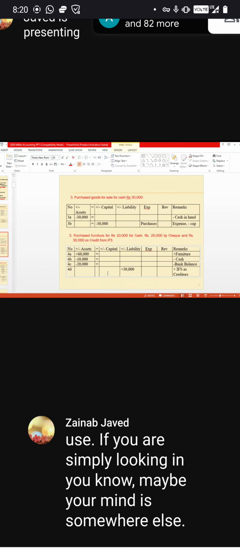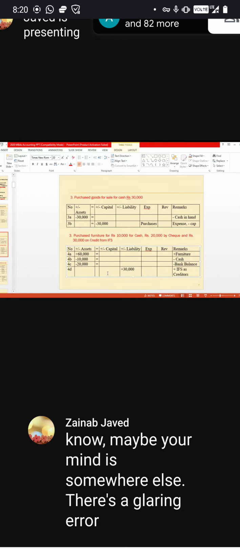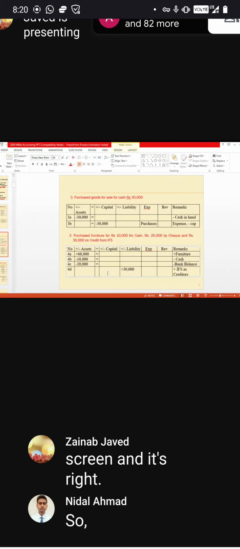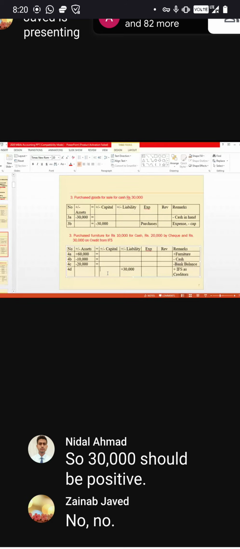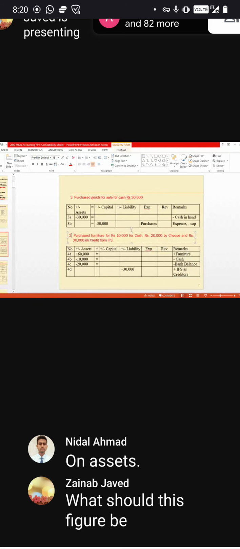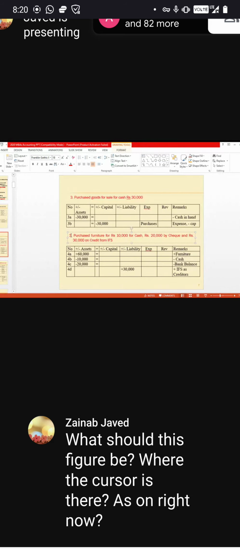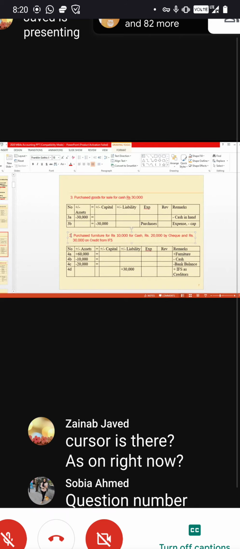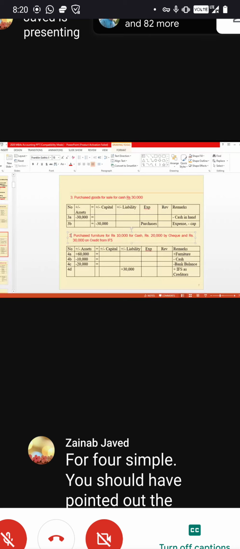There is a glaring error on the sheet, on the screen, Sir, and it's 30,000 should be positive on assets. Very simple. What should this figure be where the cursor is right now? Question number 4, example 4. So simple. You should have pointed out the next figure should be 4.